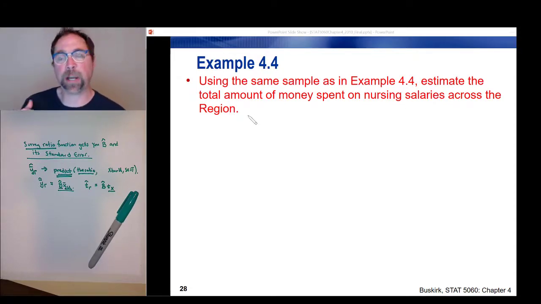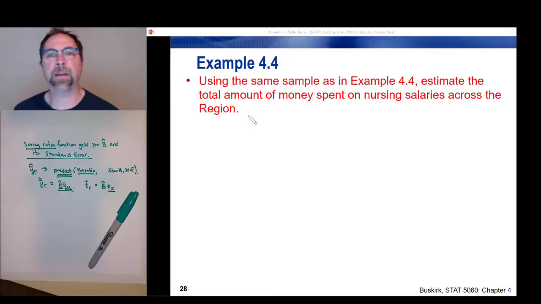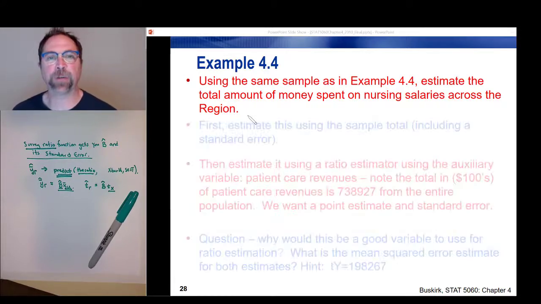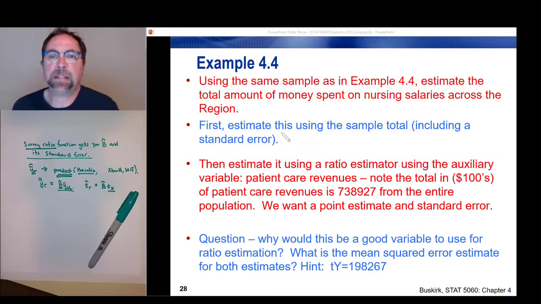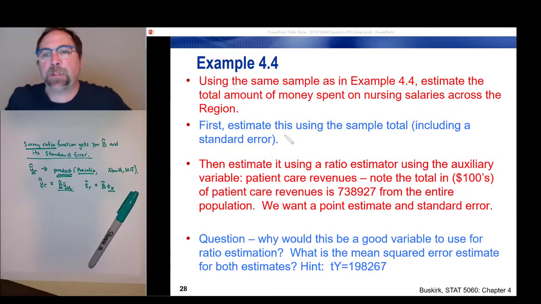So now we're looking to project a total rather than an average. So we need to estimate this using the sample total, including a standard error. And then we're going to use a ratio estimator, where we use an auxiliary variable, the patient care revenues. This total is in hundreds of thousands of dollars.